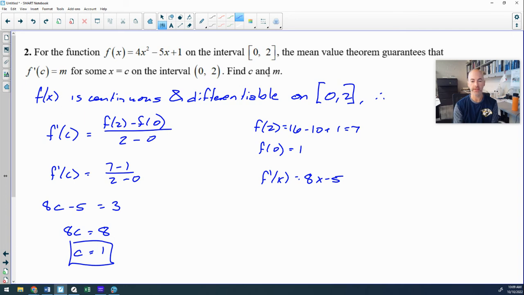The value of m is the average rate of change from A to B. So m would be 3 in this case. And once again, we just happen to get the integer, the x coordinate that is right smack dab in the middle of the interval, but do not assume that will always be the case.